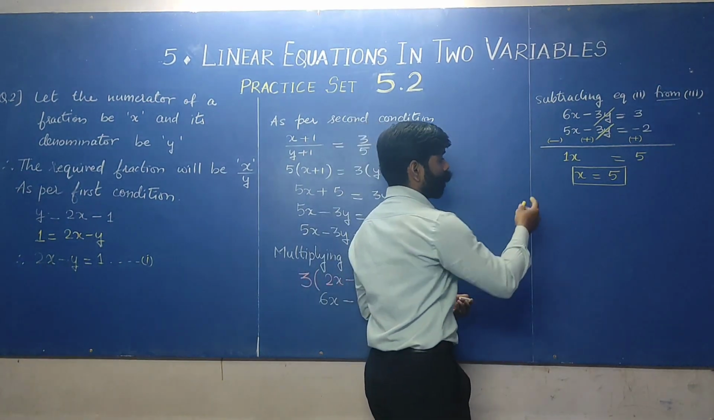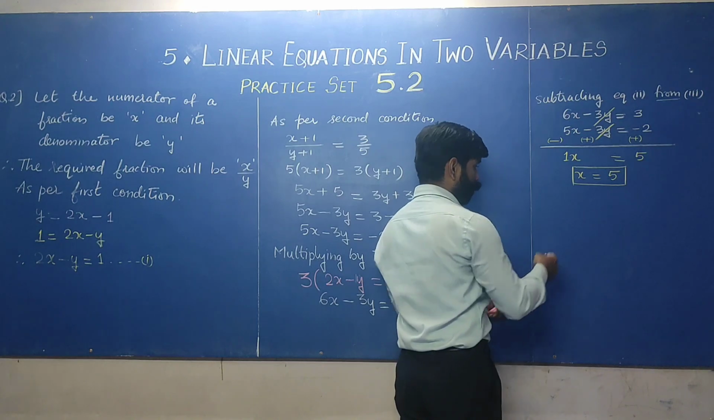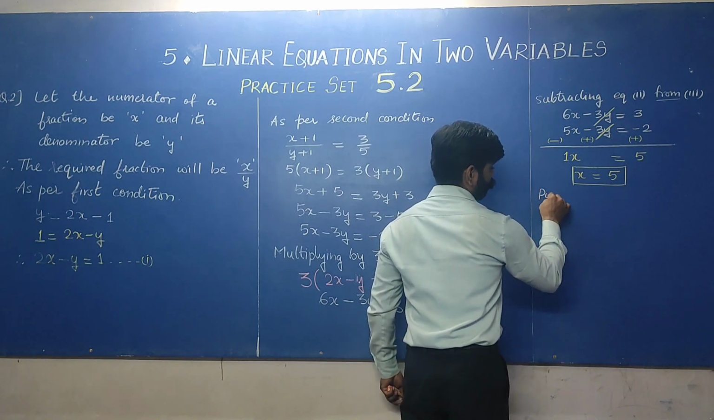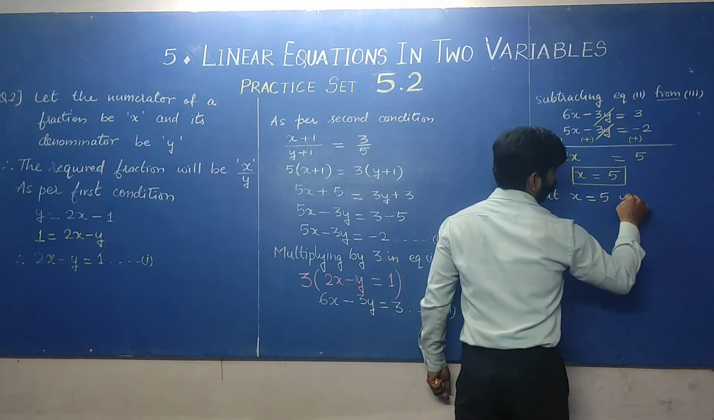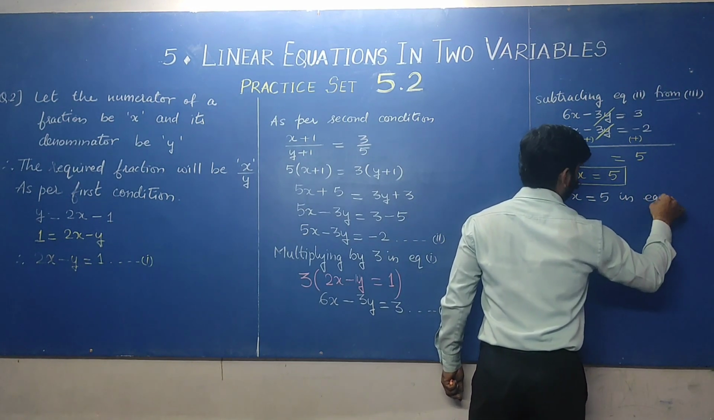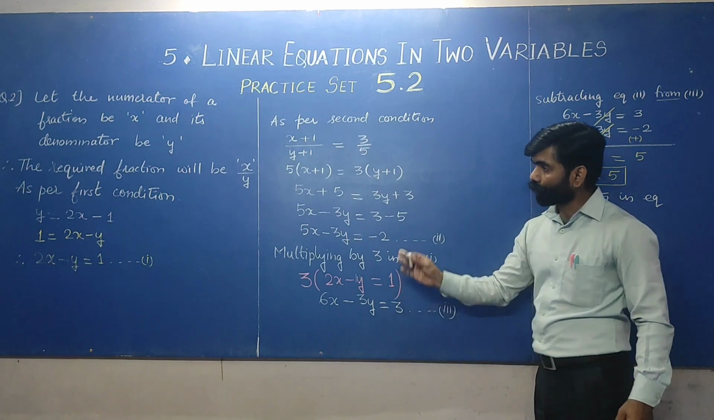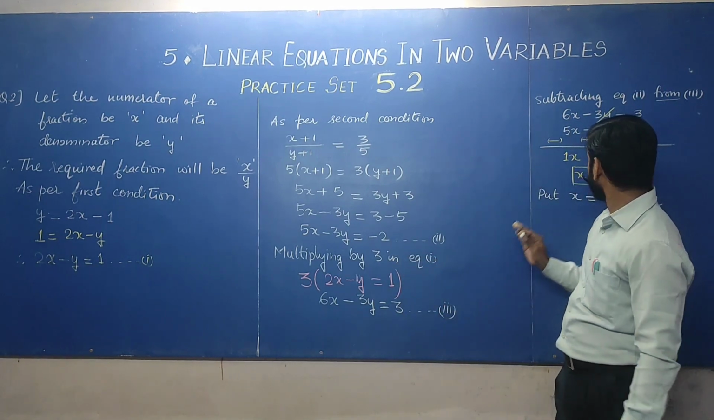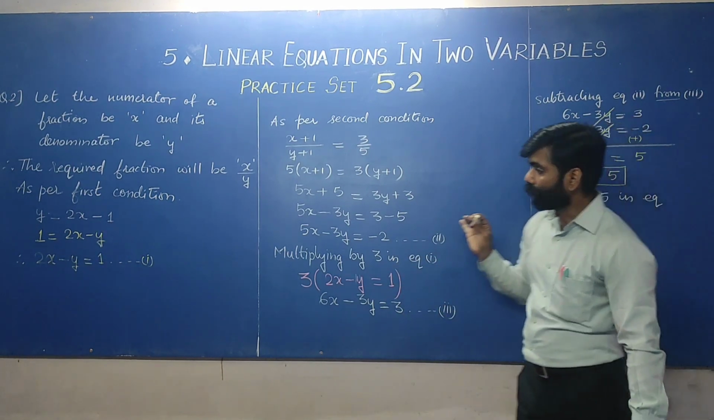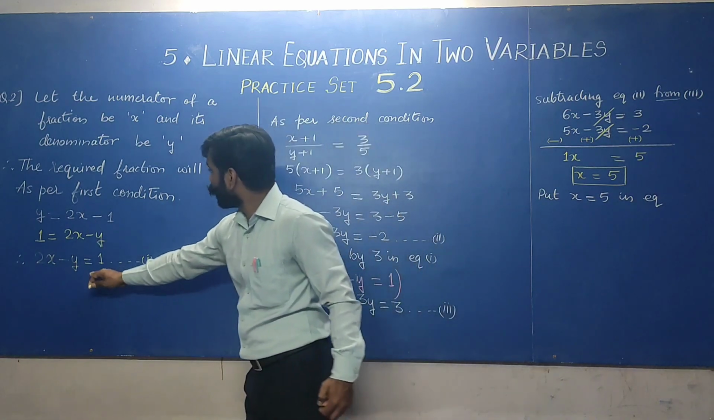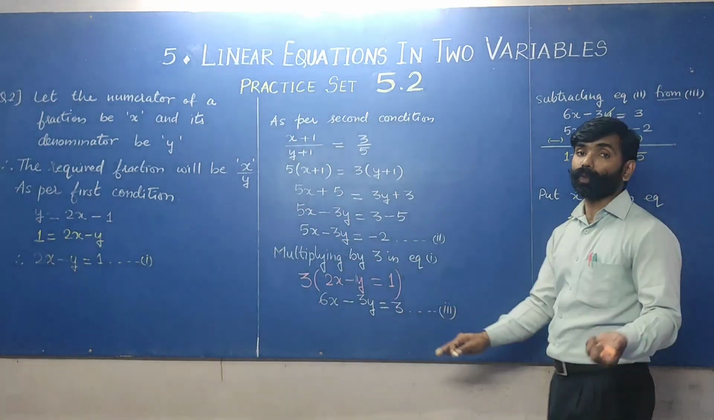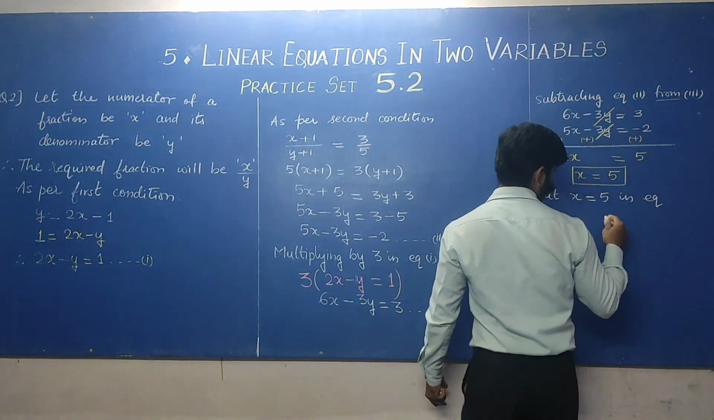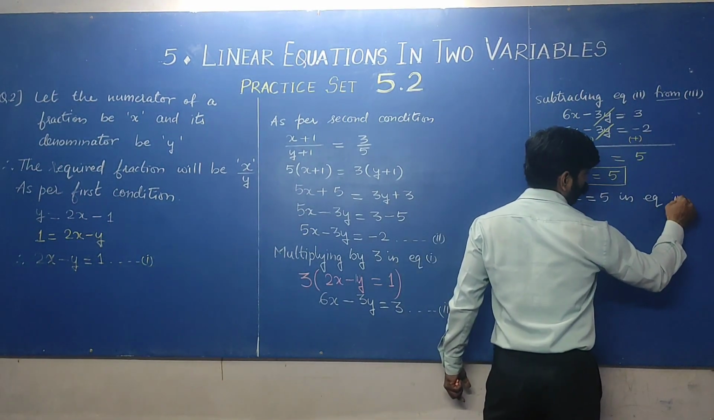What we will do? We are going to put this value. Now put x is equals to 5 in any of our equation. In which equation I should put, so that it should be easy? If I am putting x in equation number 1, then it will be much easier for us. You can put in either second or third equation, students. Don't worry about it. You will get the correct answer. So I am putting in equation number 1.